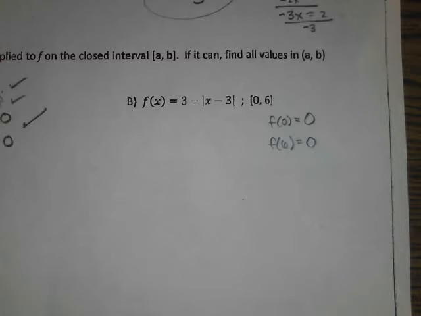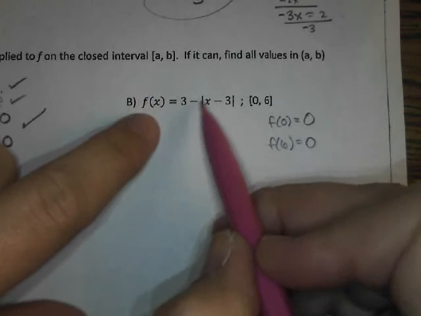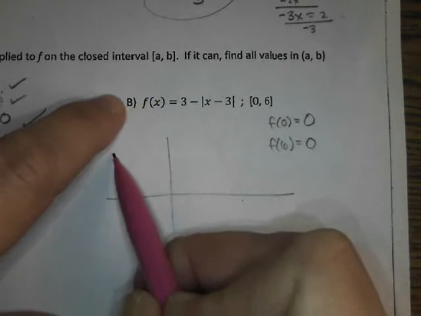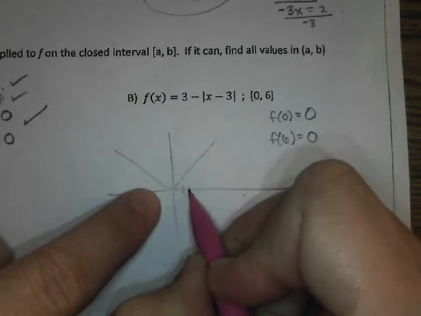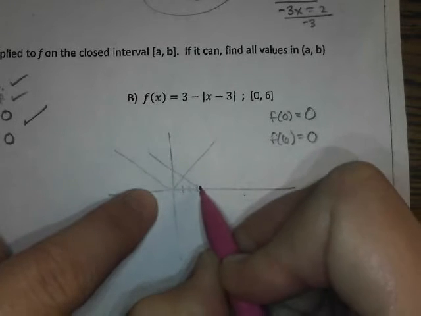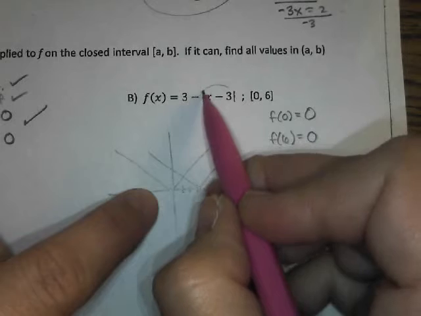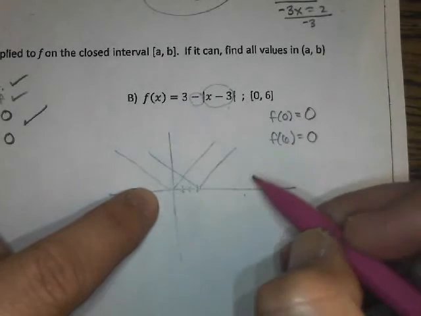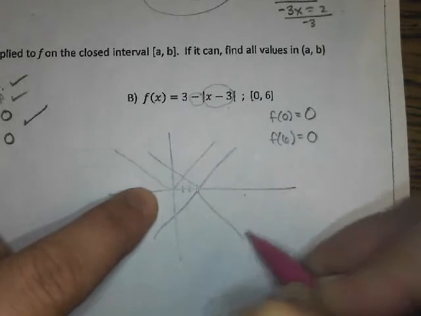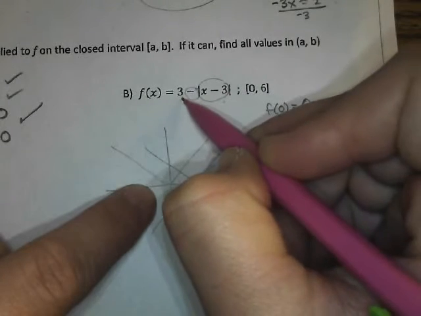Here's your parent. That's been shifted right 3 units, which puts it here. That's the x minus 3. Then the negative out in front means it's been flipped upside down. And then this additional 3 means it's been shifted up 3. So that's what it looks like.